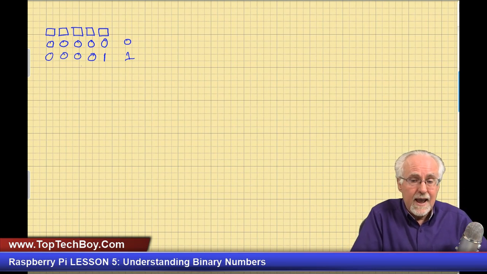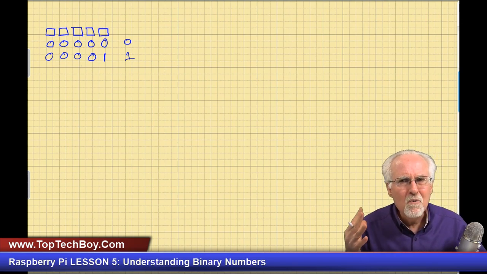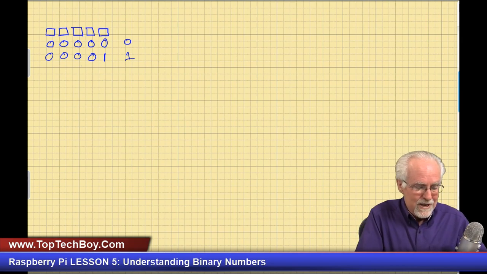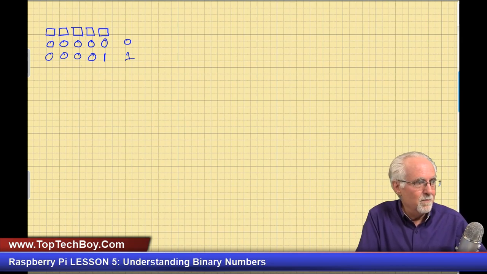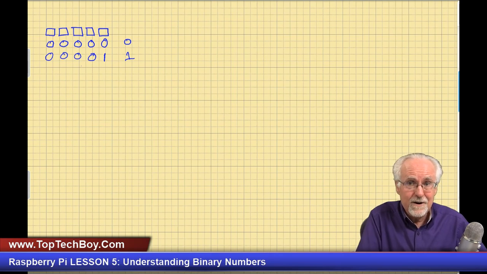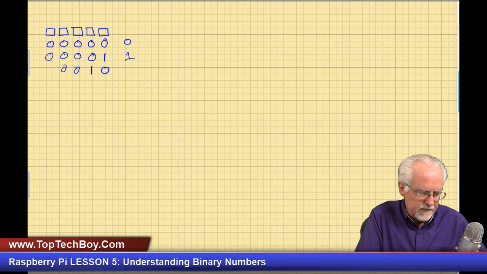But now I'm going to add 1. So 1 plus 1 is what? 2. No, we don't have a 2. We are out of characters. 0 plus 1, I don't have another character. So what do I have to do? I've got to go back to 0 and carry the 1. And then these out here remain 0.